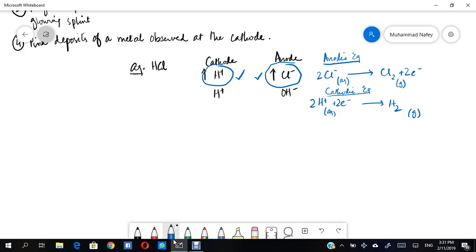It's easy to construct an overall equation now. Why? Because electrons are already balanced. So the overall equation becomes 2Cl⁻ + 2H⁺ gives us Cl₂ + H₂, and here's a gas, here's a gas. Now what I want you to do is pause the video and think of the observations yourself, and then tally the observations with what I'm telling. So the first observation.